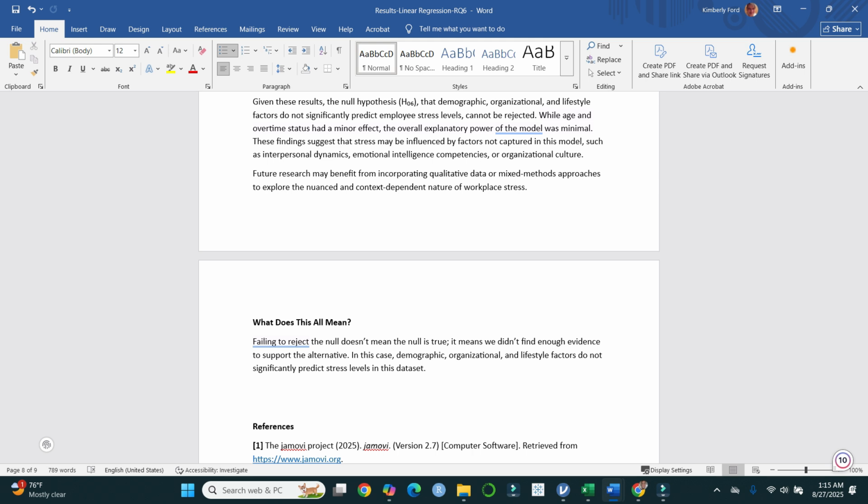So anyway, this is the end of the second half, where I did a different type of model in Jamovi, where we really dug into more predictor variables than just one dependent and one predictor.